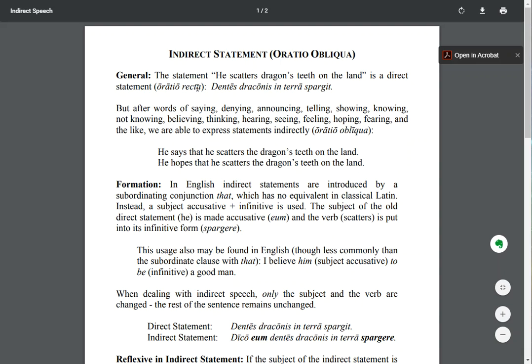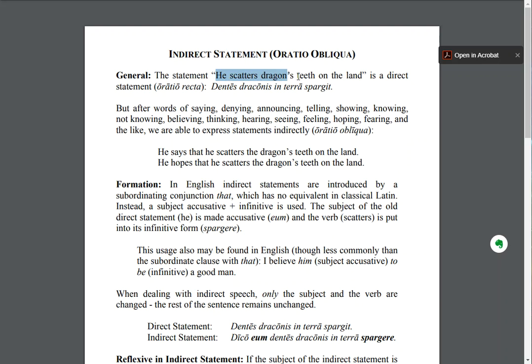Now when we have verbs of the head, verbs that express saying, denying, announcing, telling, showing, knowing, believing, thinking, hearing, seeing, feeling, hoping, fearing, etc. All of these are words that you can do with your head. You say things, you hear things, you know things. Most of what you're going to see today will be verbs just of saying. Julius will say that something will happen. So when you take that direct statement, he scatters dragon's teeth on the land, and you have somebody reporting that fact, he says that he scatters dragon's teeth on the land, this is what is called an indirect statement.